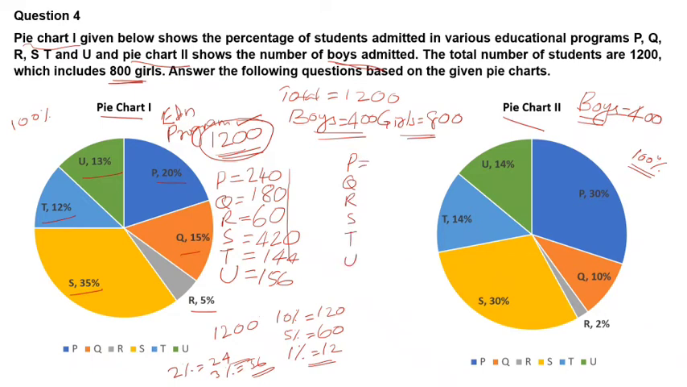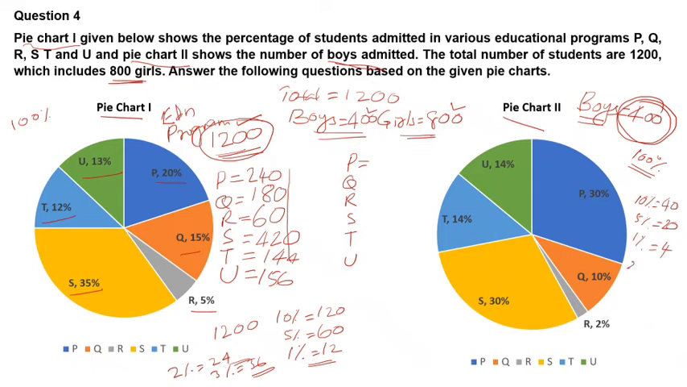So we have seen that out of this 1200, we have 800 girls and 400 boys. The total boys is 400 only. Out of this 400, 30% is P. So what is 30% of 400? We know 10% of 400 is equal to 40. What will be 5%? 5% will be equal to 20. What will be 1%? 1% will be equal to 4.